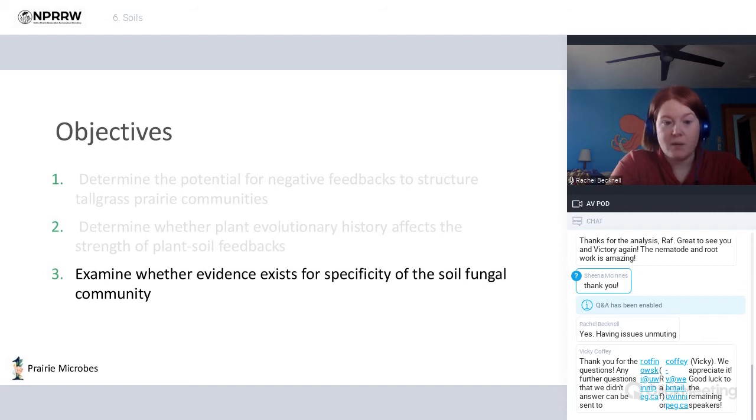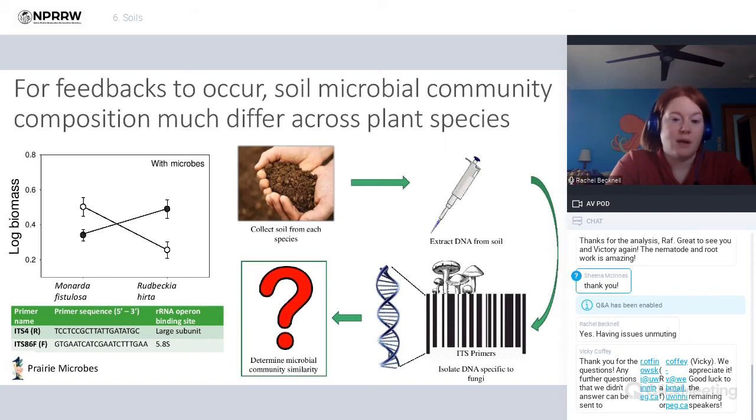Okay, so finally, I wanted to look and see whether there actually was evidence for specificity in the soil fungal community. Because up until this point, we're just looking at the responses of the plants, and we're not actually looking at the soil fungal community itself. Okay, so what I did was I collected soil from each plant species and extracted the DNA. This is a pretty simplified explanation of what I did. But then we use what we call ITS primers, and it's like a barcode that specifically pulls out the DNA from fungi, which are the species that we wanted to look at. And then I performed some bioinformatics and statistics to see whether these microbial communities were more similar.